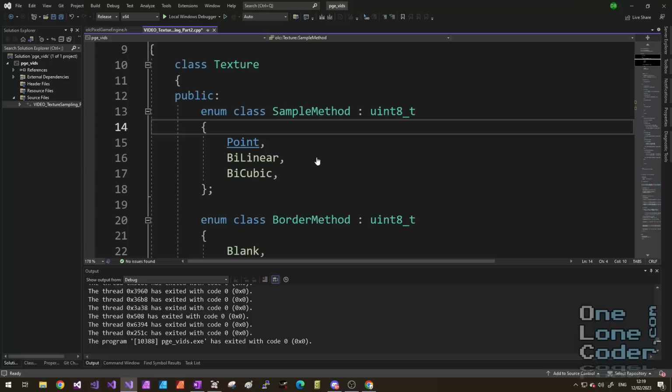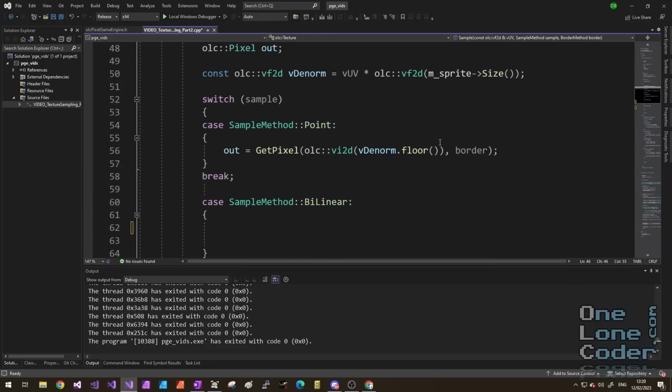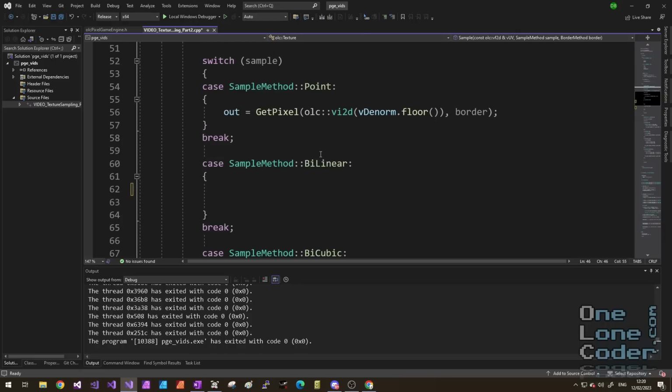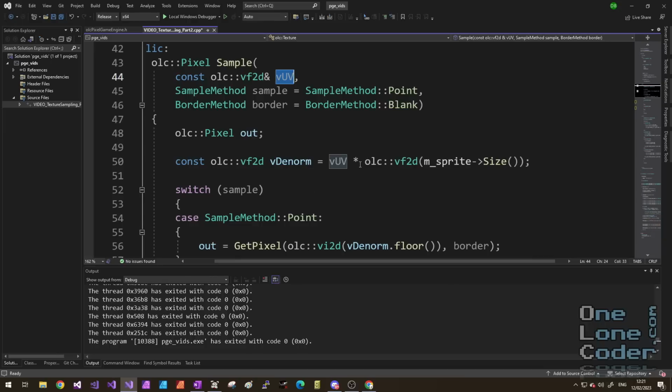Let's code this. Carrying on from exactly where we left off, I've added to our sample method enum class a bilinear clause and a bicubic clause. And in our sample function, I've added those case statements into our switch of the sample method. Recall that the sample function brings in a normalized coordinate and multiplies it by the dimensions of the image to give us a denormalized coordinate.